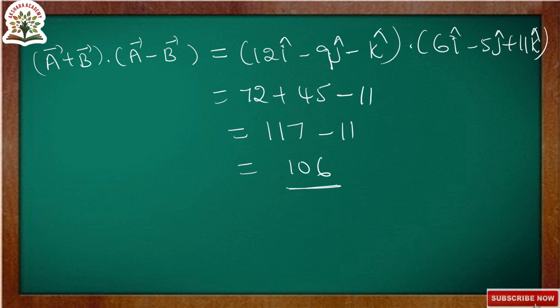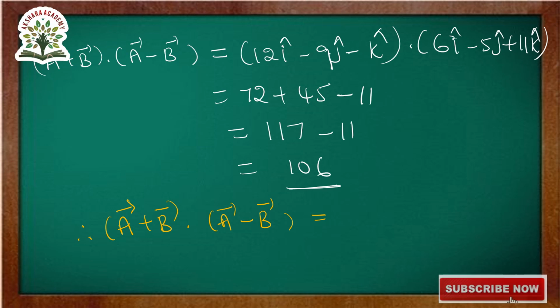So therefore the final answer is dot product of A bar plus B bar and A bar minus B bar is equals to 106. Okay, this is the final answer.